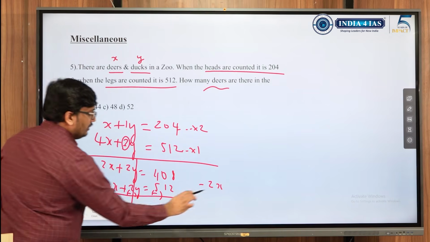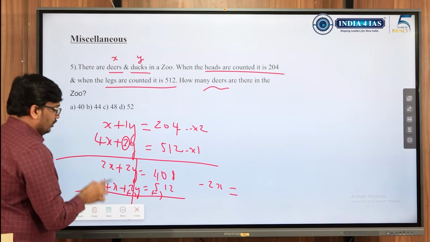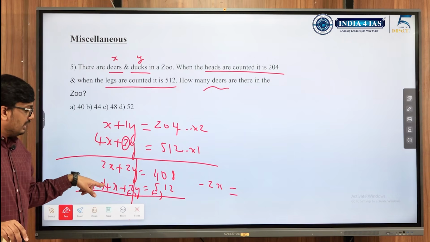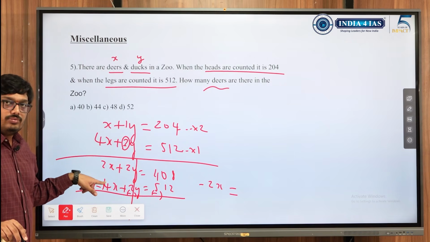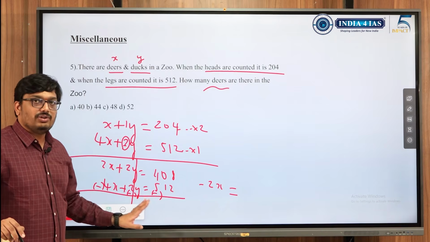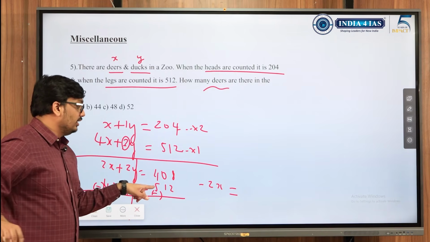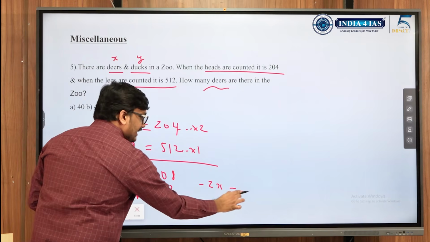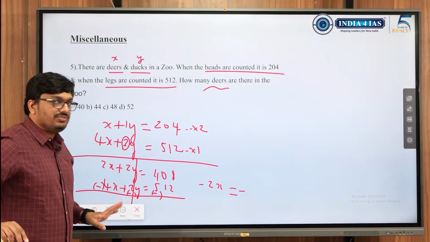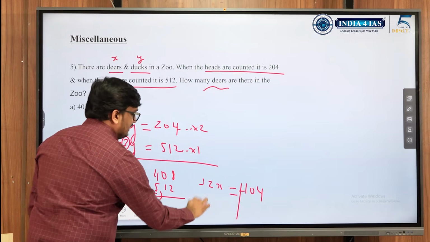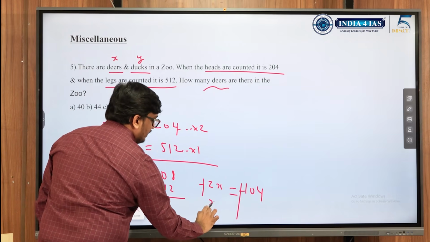2Y cancels, and 2X minus 4X means you should perform subtraction only, and because the number 4 is more, you should retain the negative sign. Then 408 minus 512, you should perform subtraction only. 512 is the highest number and you have a negative sign, so the answer will be negative. What is 408 minus 512? That is minus 104. Then minus minus cancel. 2X is 104. X is what?